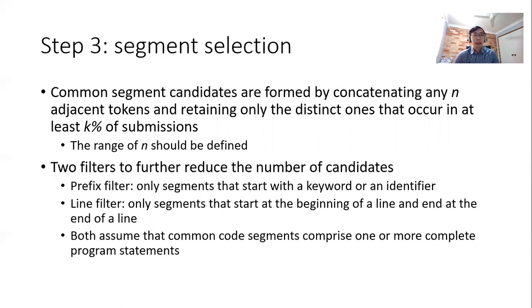The third one is segment selection. At this step, common segment candidates are formed by concatenating any n adjacent tokens and retaining only the distinct ones that occur in at least k% of submissions. For efficiency, the range of n should be defined. We also introduced 2 filters to further reduce the number of candidates. First is the prefix filter, so that only segments that start with a keyword or an identifier are considered. The second one is the line filter. Only segments that start at the beginning of a line and end at the end of the line are considered. Both assume that common code segments comprise one or more complete program statements.